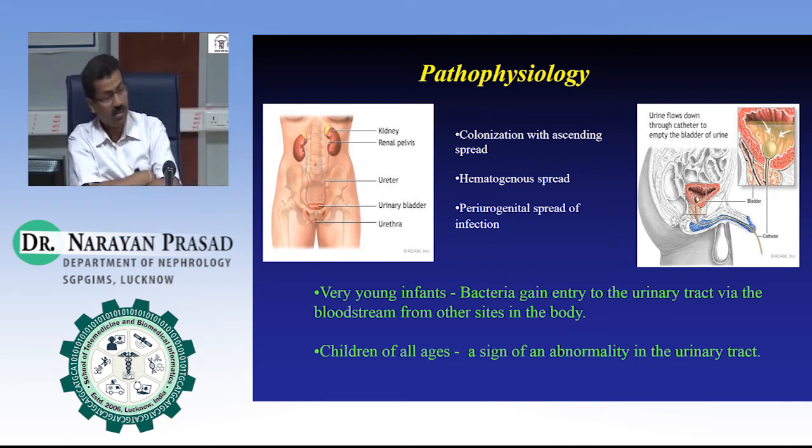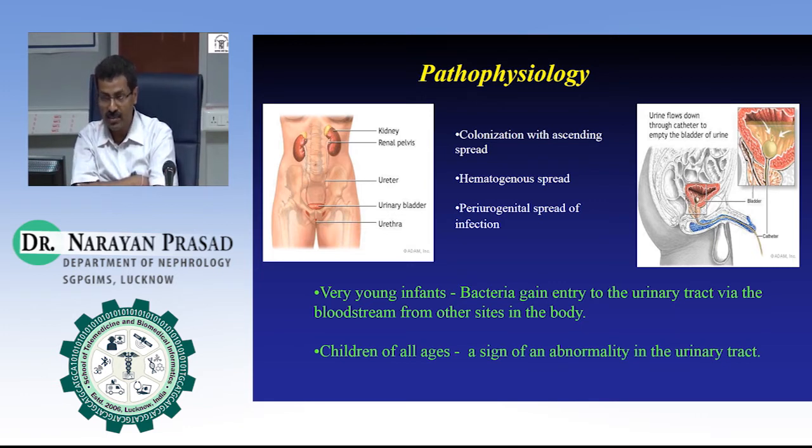Symptoms vary depending upon the involvement of the tracts. Lower urinary tract involvement is characterized by dysuria, increased frequency, urgency, hesitancy, cloudy or bad smelling urine, and sometimes hematuria. And patients might have lower abdominal pain.